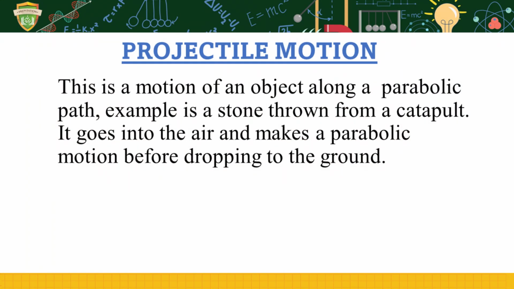And in this session, we'll be looking at the topic projectile motion. What is projectile motion? This is the motion of an object along a parabolic path. Example, a stone that is thrown into the air from a catapult goes in the air, takes a parabolic motion before it returns to the ground. That can be said to be projectile motion.